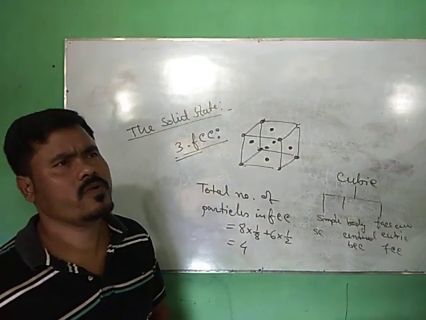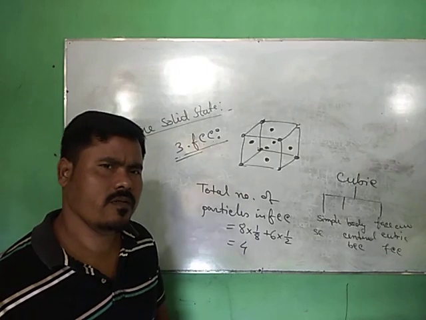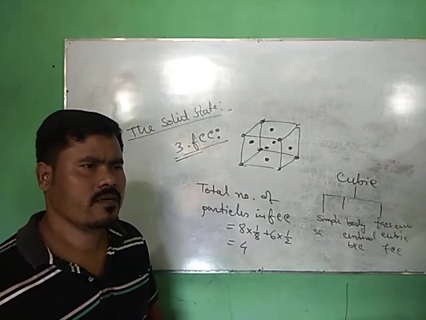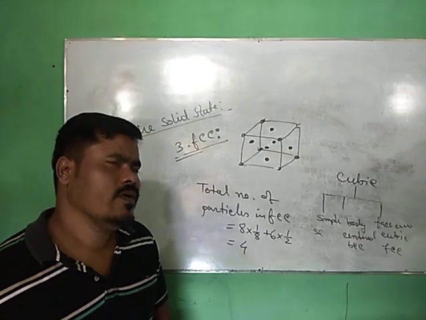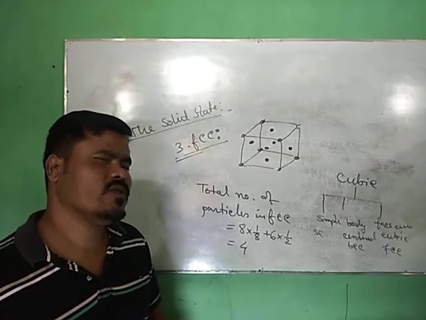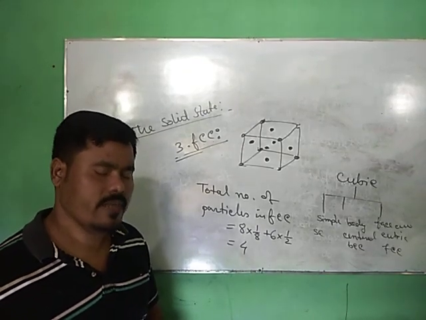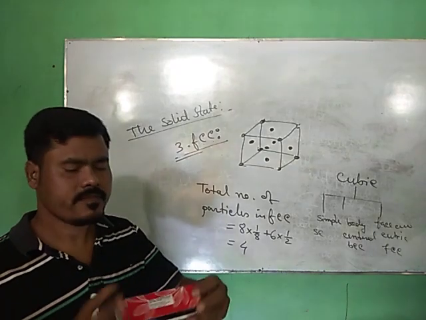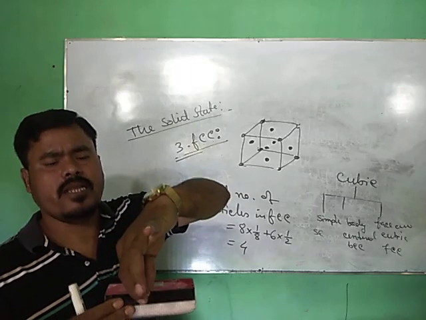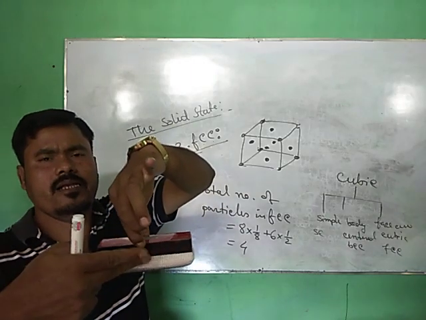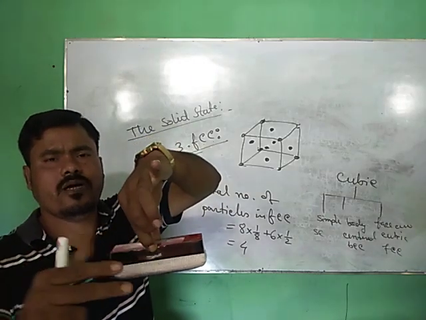Next, body center: a body center particle belongs entirely to the unit cell. The particle at the center of the body is a particular one, and it is fully inside the cell.